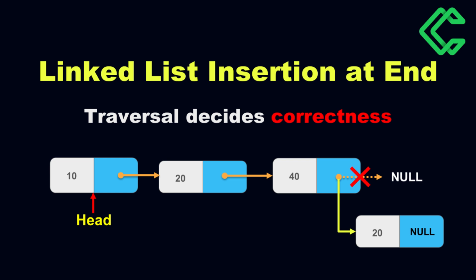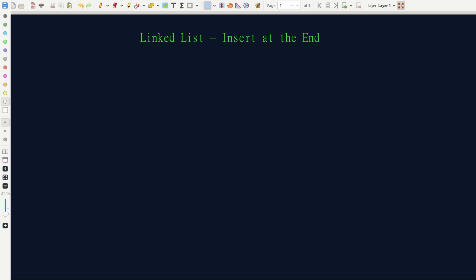Insertion at the beginning was a constant time operation, but insertion at the end is different. Here traversal is unavoidable, and that's where mistakes happen. Let's see how to insert a node at the end and build our logic step by step. Here is our initial linked list.